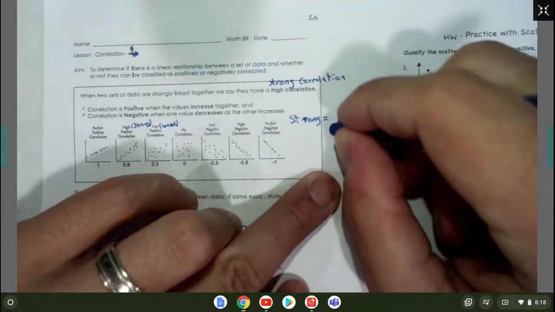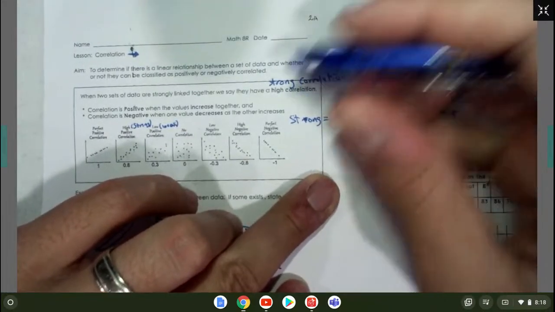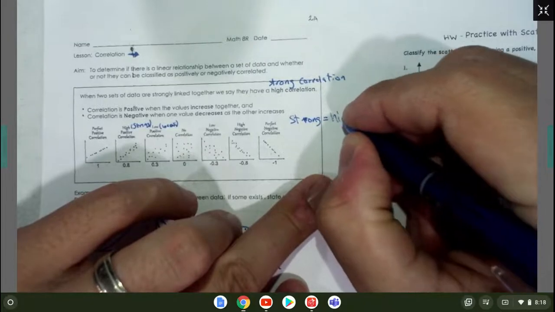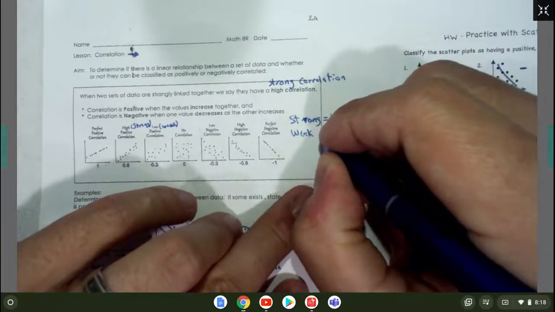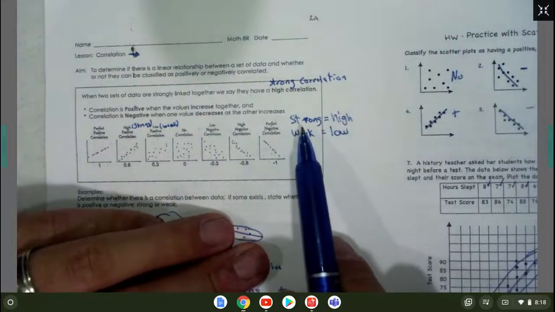Whoops, that was dumb. Strong doesn't mean weak. Strong is the same as high here. And then weak is the same as low. All right. Don't confuse these with positive and negative.